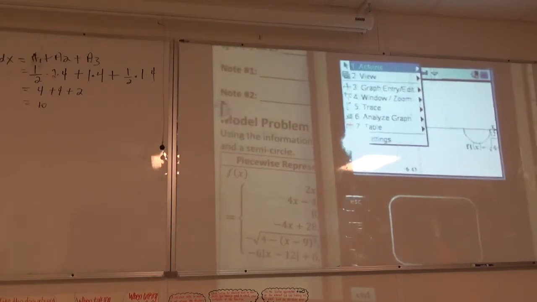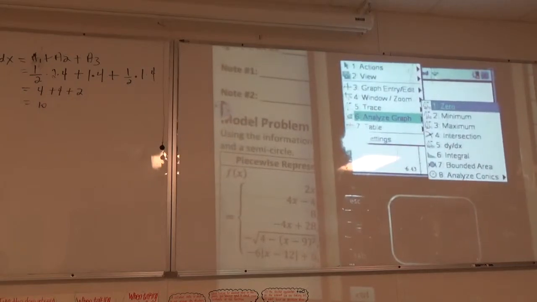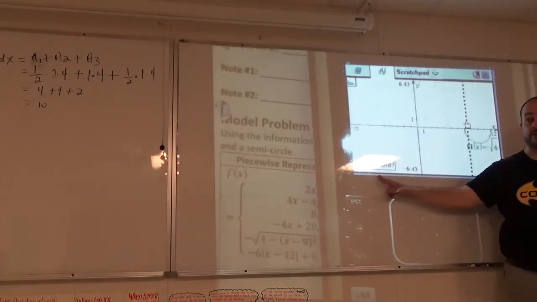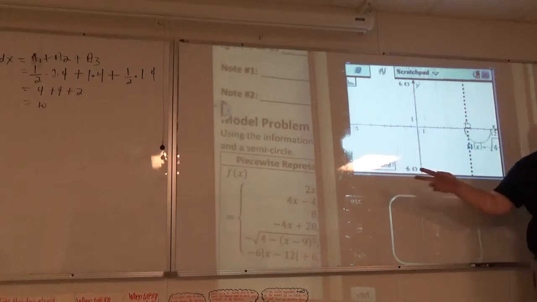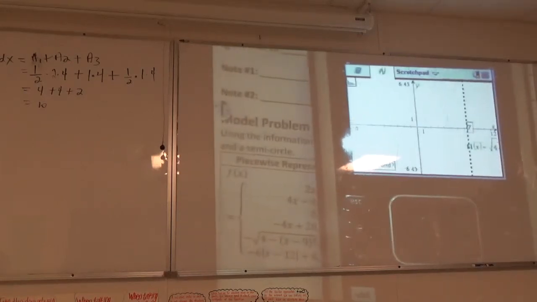Analyze. Let's try analyze graph. Second calc. Analyze graph. What are we looking for? Integral. Go down to option 6 and follow the instructions. It says lower bound. Where do I want to start integrating? I want to start integrating at 7. Type 7. Hit enter.